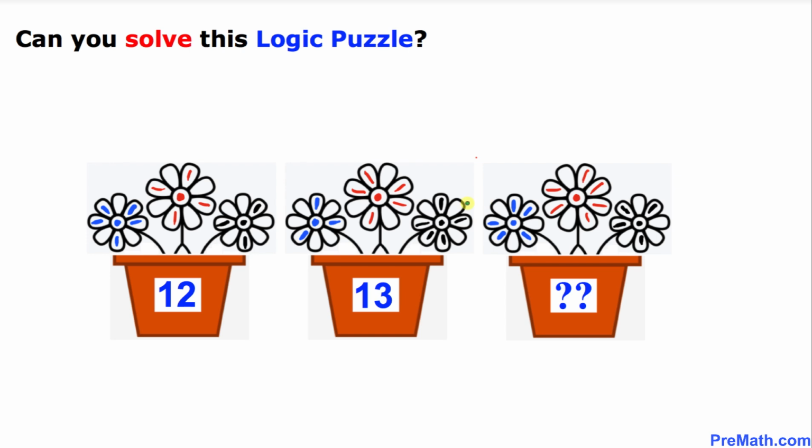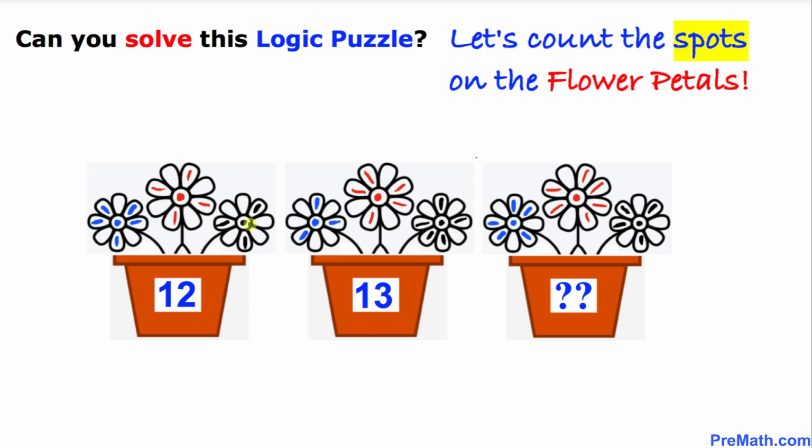So let's get started with the solution, and we are going to focus on the flower petals. And we are going to count the spots on these flower petals. And now let's focus on this left hand side flower part, and let's focus on the petals of these flowers on the left hand side. As you can see, there are 1, 2, 3, 4, 5 spots on these petals. I'm going to write down 5.